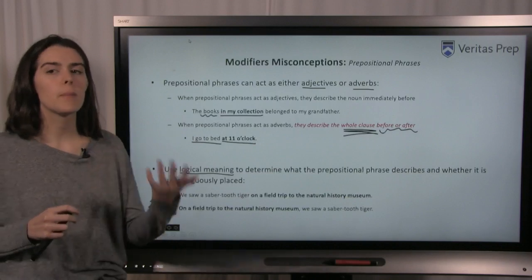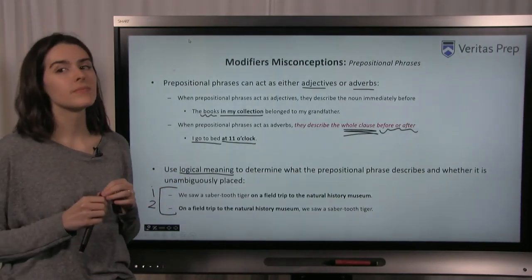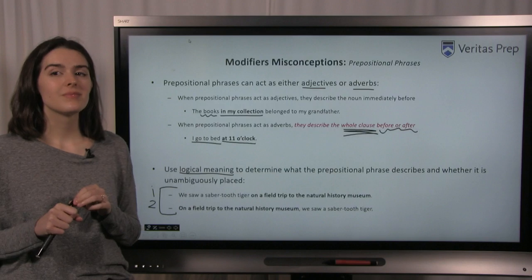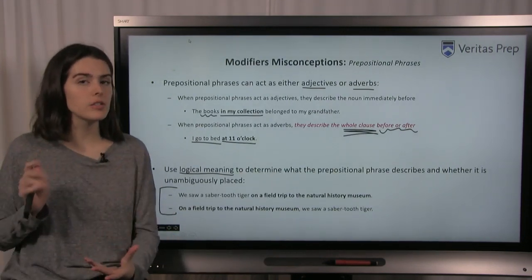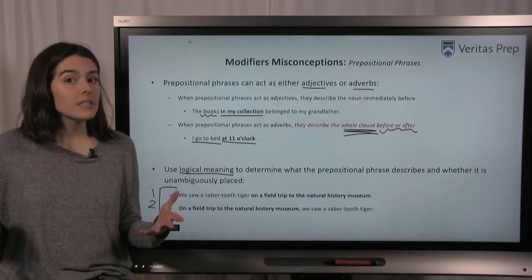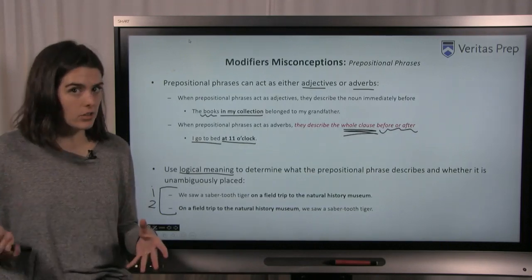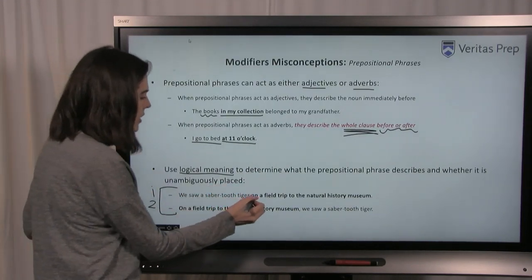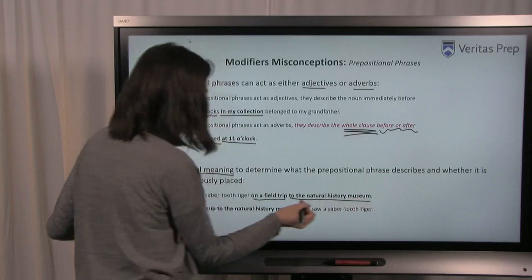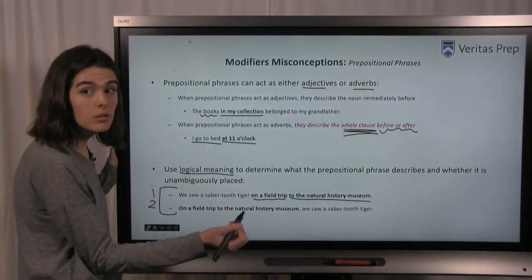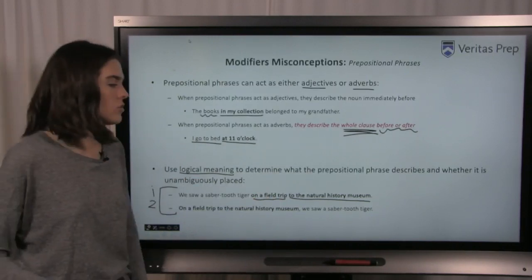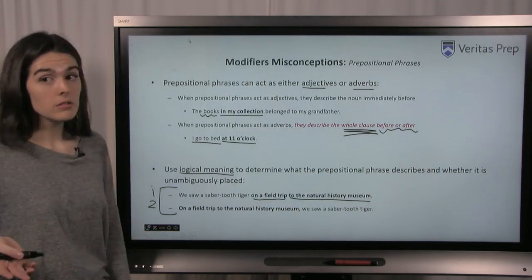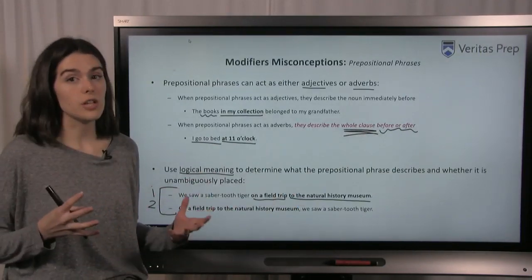Gonna let us get a couple more answers in. All right, we've got a little bit of debate on this one. Keep popping your answers in. So technically, these are both grammatically correct. They are both grammatical. However, if we take a look at the first one, we saw a saber-toothed tiger on a field trip to the Natural History Museum. So "to the Natural History Museum" describes field trip, right? That makes sense. "On a field trip," what does that describe? Well, it could describe where we saw a saber-toothed tiger.